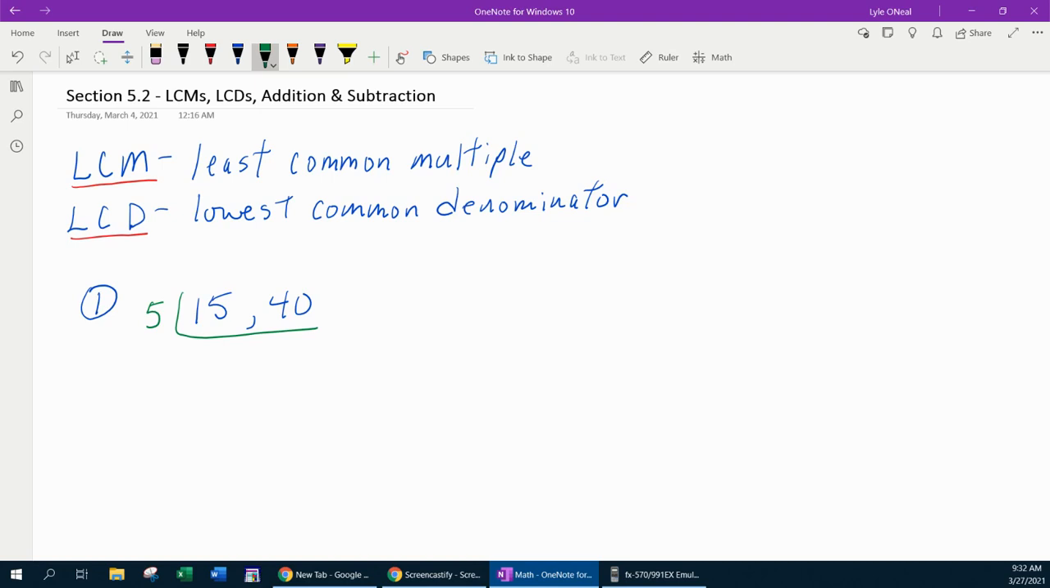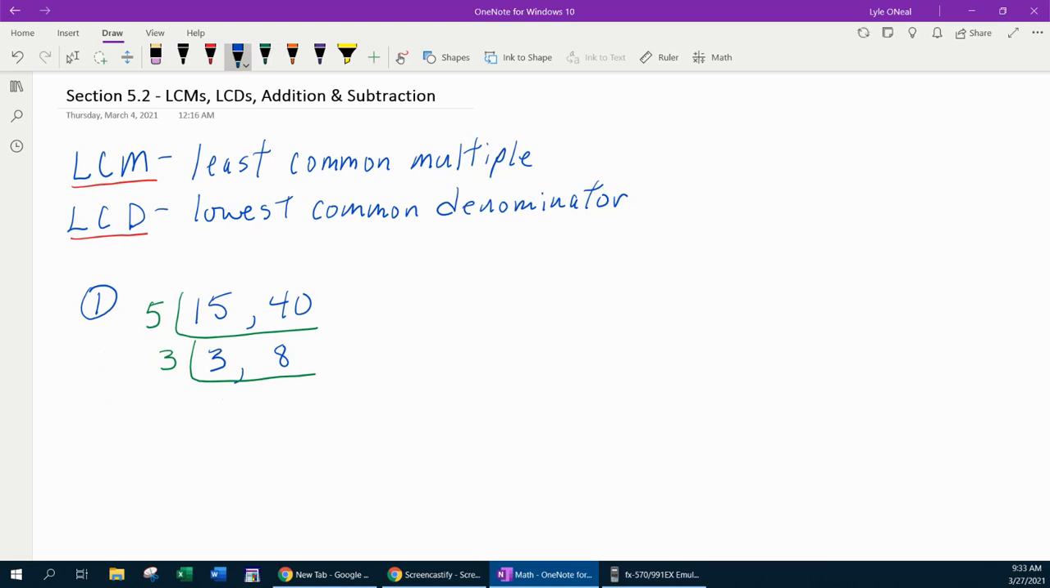5 goes into 15 3 times. 5 goes into 40 8 times. And then you go again and you say, what number will divide into 3 or 8? Either one. It doesn't have to go into both. It just has to go into one or the other. So the next number I notice is 3. By the way, these numbers that you pick out here to the side, they do need to be prime numbers.